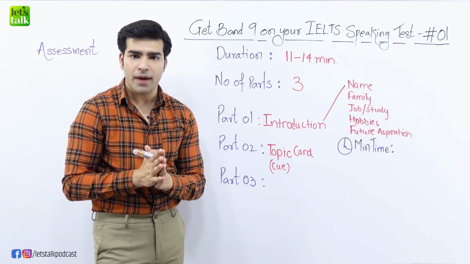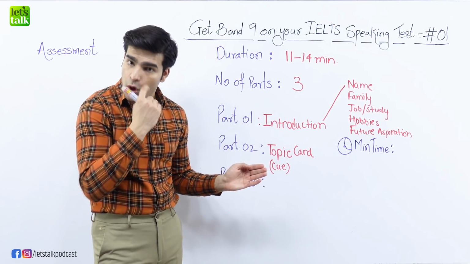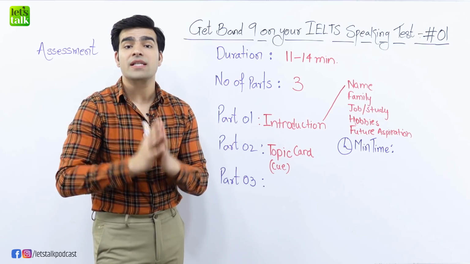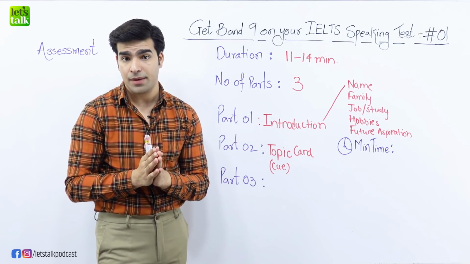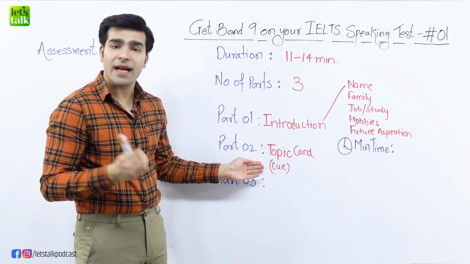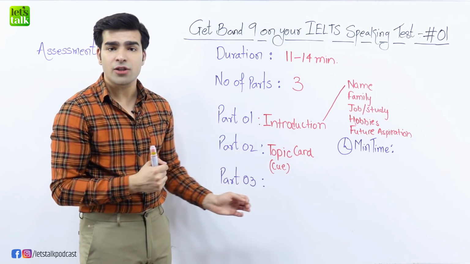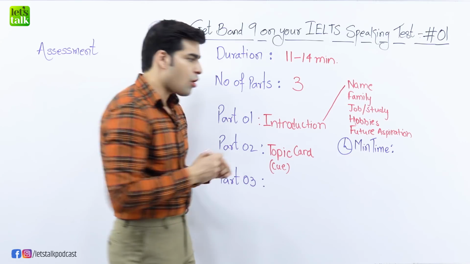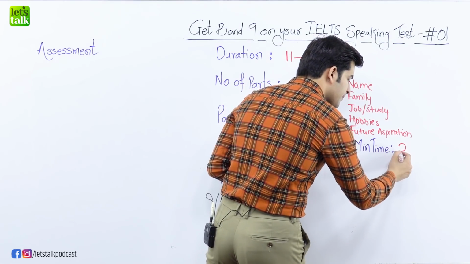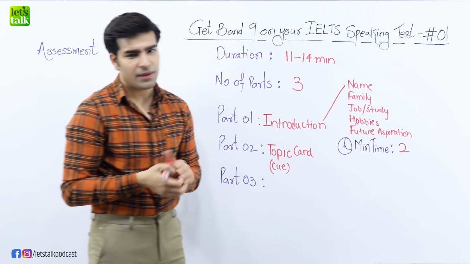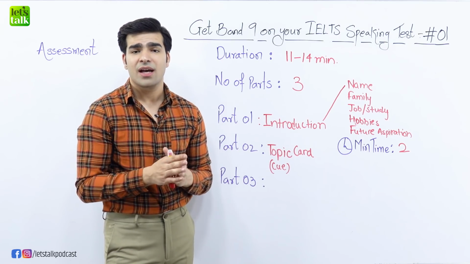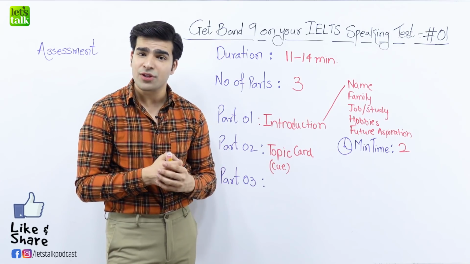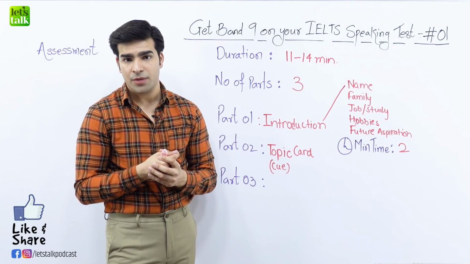You have to keep in mind that the topic card is what the entire speaking Part 2 is about. In that part, you have to speak on that topic for a minimum duration of 2 minutes. We need to understand something very important here. Why does the examiner, or IELTS, want us to speak for 2 minutes? It has a very important purpose.